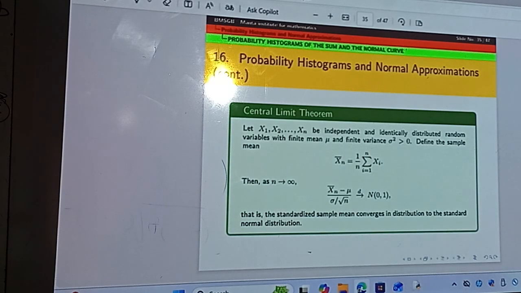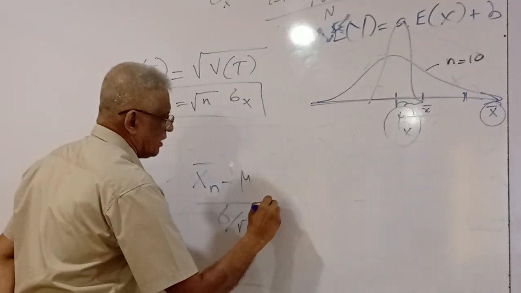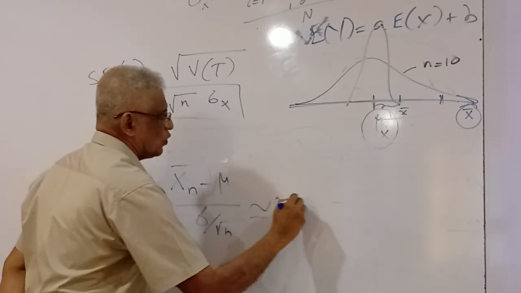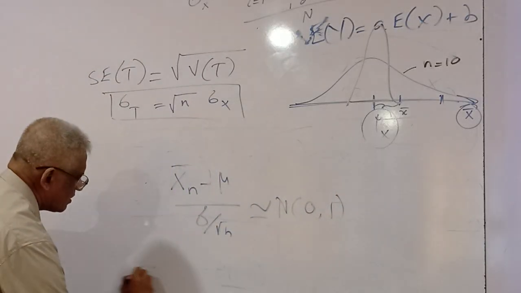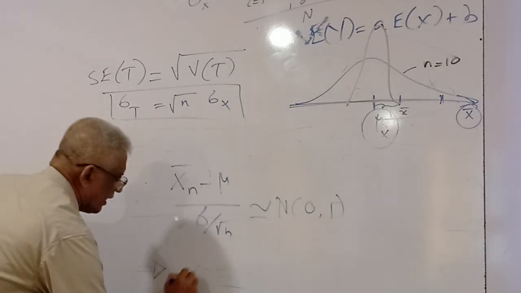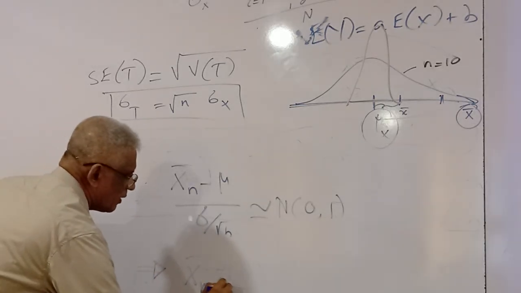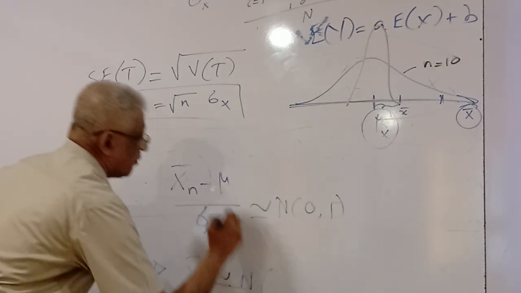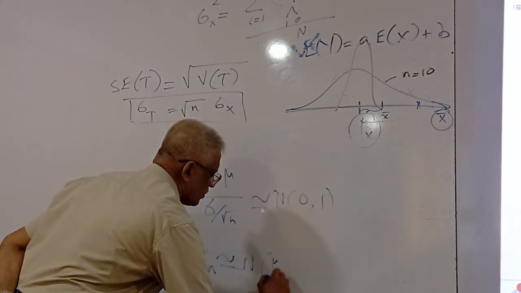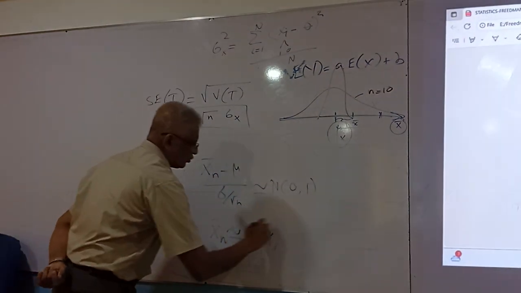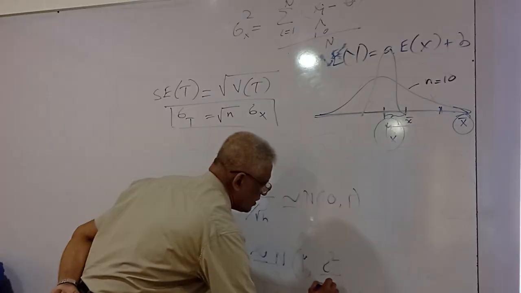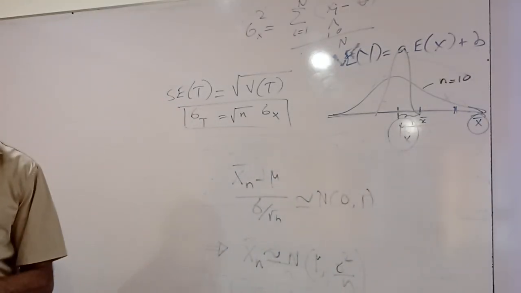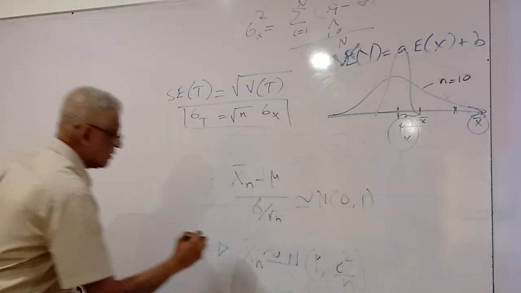Because if x bar n minus mu over sigma over root n has an approximately normal distribution with mean 0 and variance 1, from this we can show that x bar n will be approximately normal with mean equal to mu, and variance, usually we write down the variance in the second term, sigma square over n. So that is the practically important result.